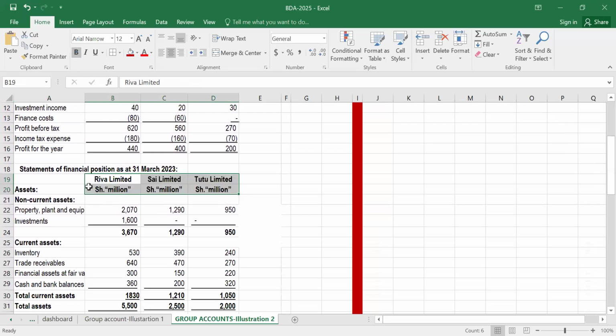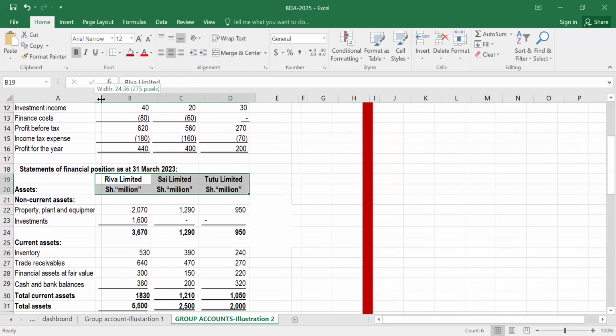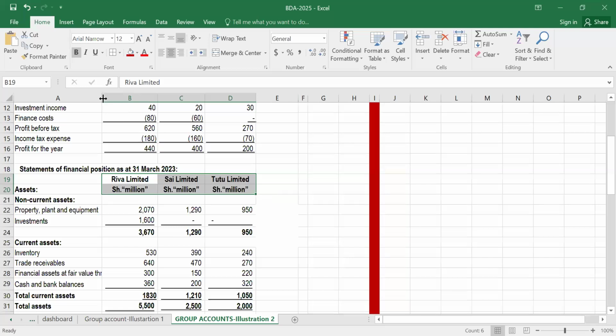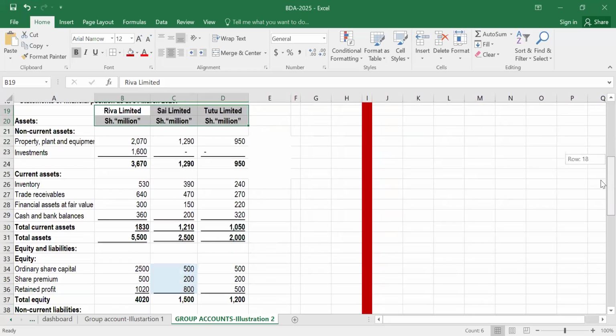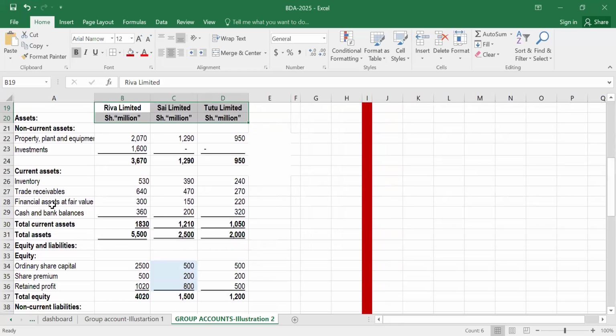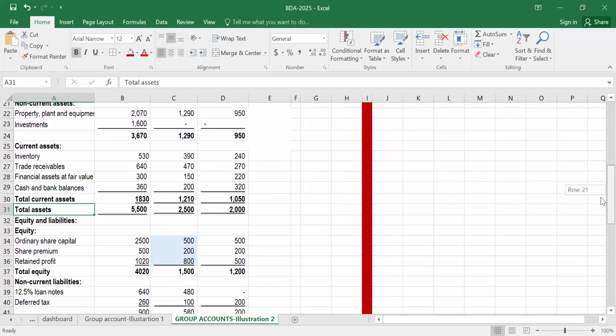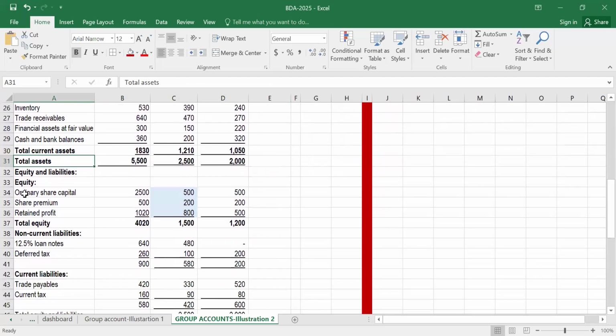First of all, we have the non-current assets, which include property, plant, and equipment. Then we have investments. We also have the current assets. So for the current assets, they include inventory, trade receivables, financial assets at fair value through profit and loss, cash at bank, and then we have the total current assets and the total assets. Then from there, we have the equity and liabilities. At the equity, we have ordinary share capital, share premium, retained profit, and then we have the total equity.